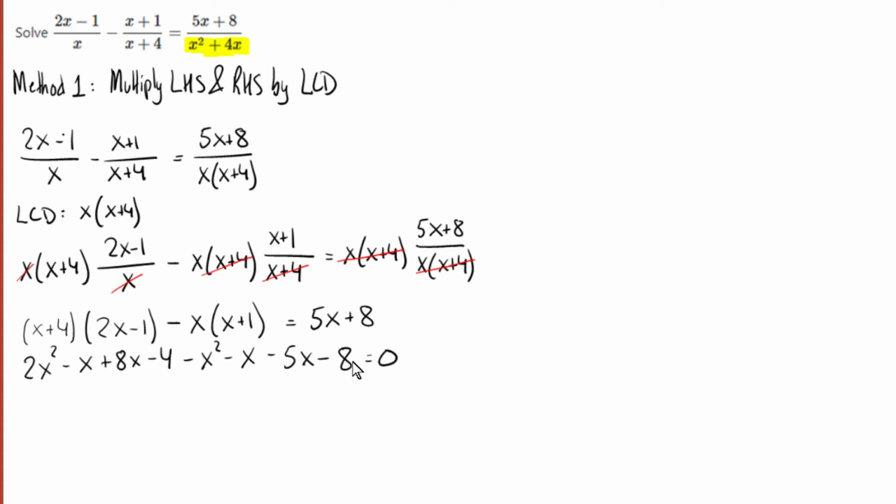And now we can combine like terms. So we have two x squared terms that we can combine, which leaves us with just x squared. And then we have a number of x terms. We have negative x plus 8x, that's 7x, minus x, 6x, minus 5x will just leave us with a single x. So we're done with the x terms. And then we just have negative 4 minus 8, which is negative 12.